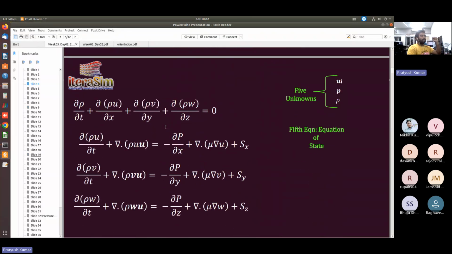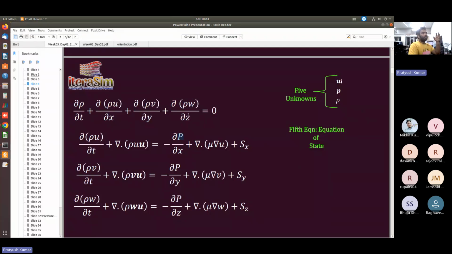Okay, now where the problem occurs is that if you want to write the Navier-Stokes equations and this continuity equation, we can write four equations. If you write each and every component of the velocity, this is for the x direction, this is for the y direction, this is for the z direction, and this is the one continuity equation. So the problem here is that if we see these four equations, we have five unknowns: three velocity components, one pressure value, and the density. So we have five unknowns, but only four equations.